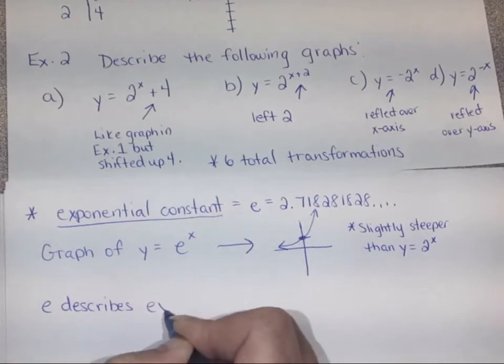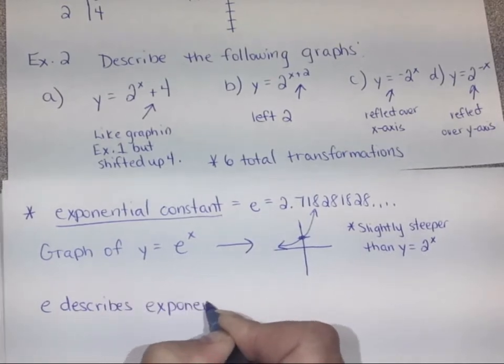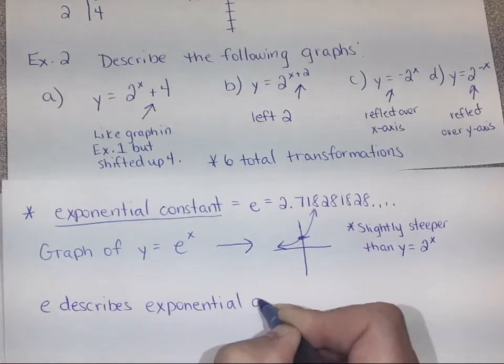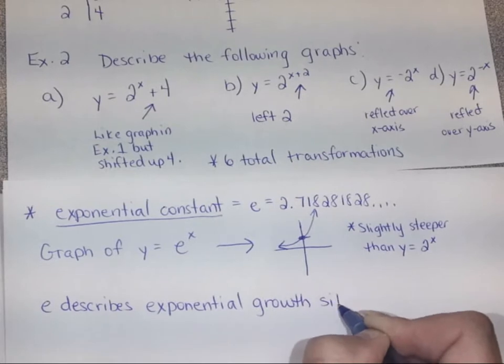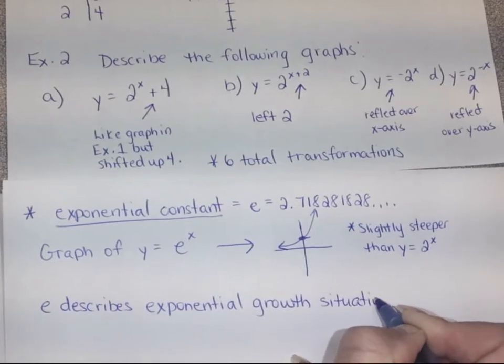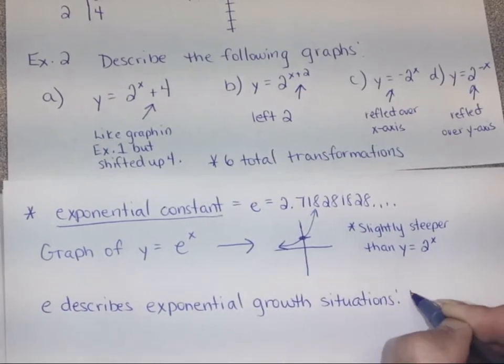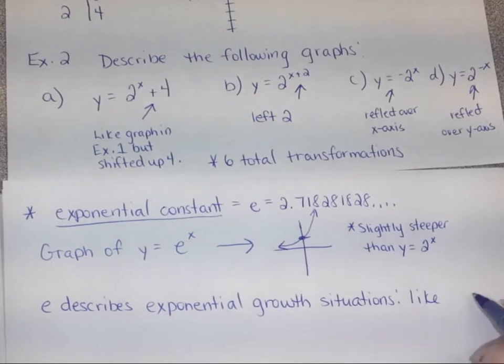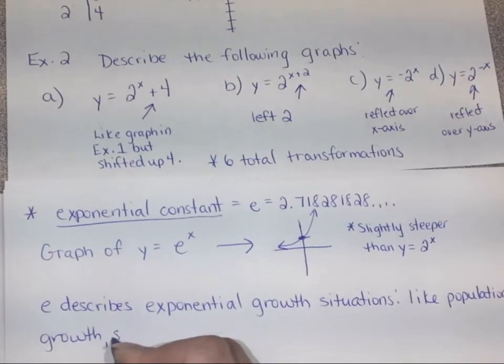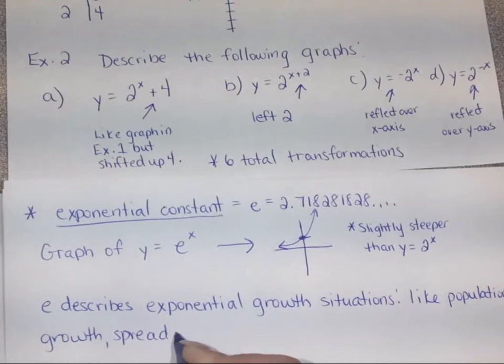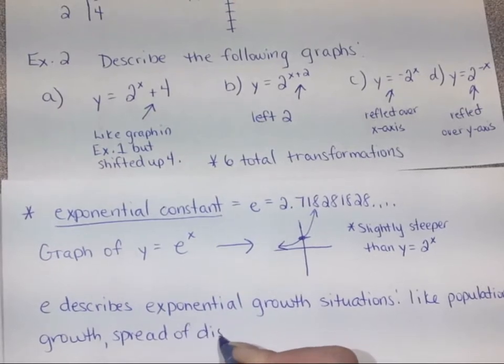So I'm going to say E describes exponential growth situations. Some examples are population growth, the spread of disease. We've got that going on in the world right now.